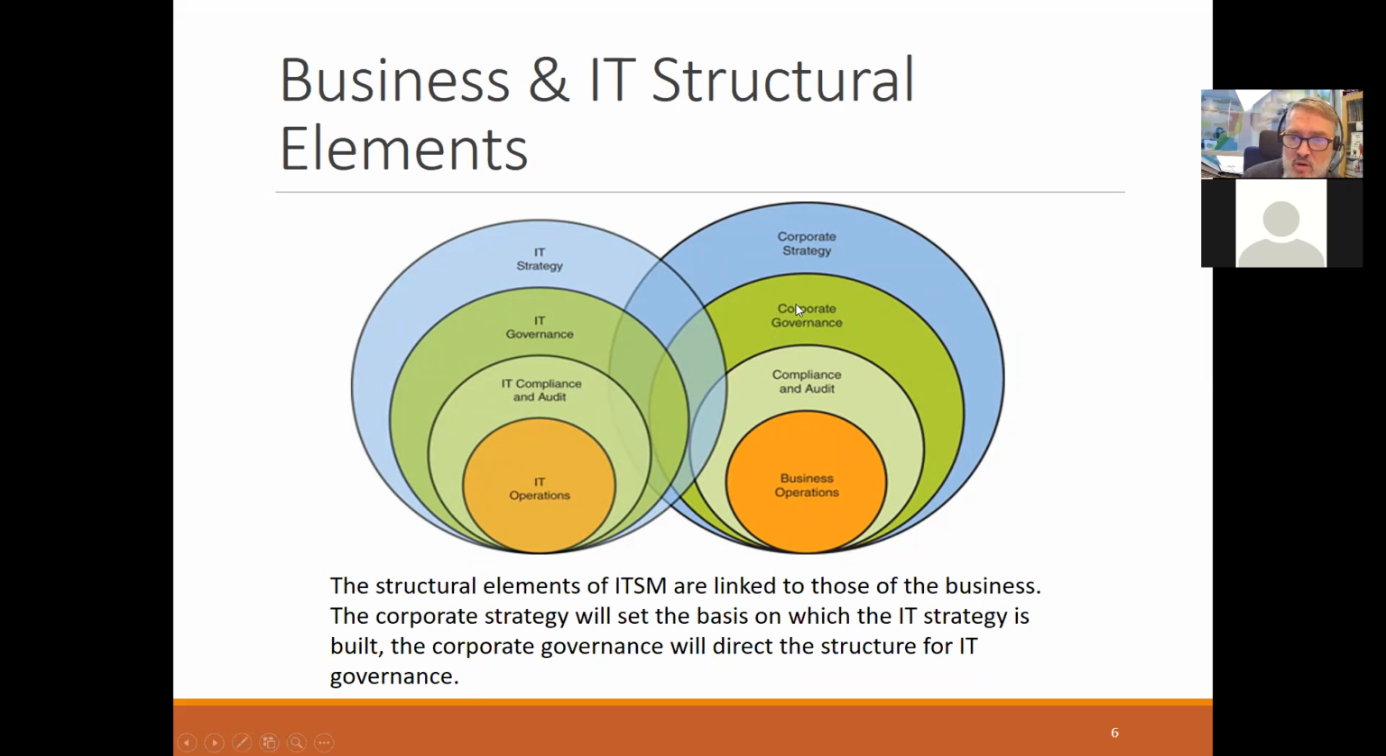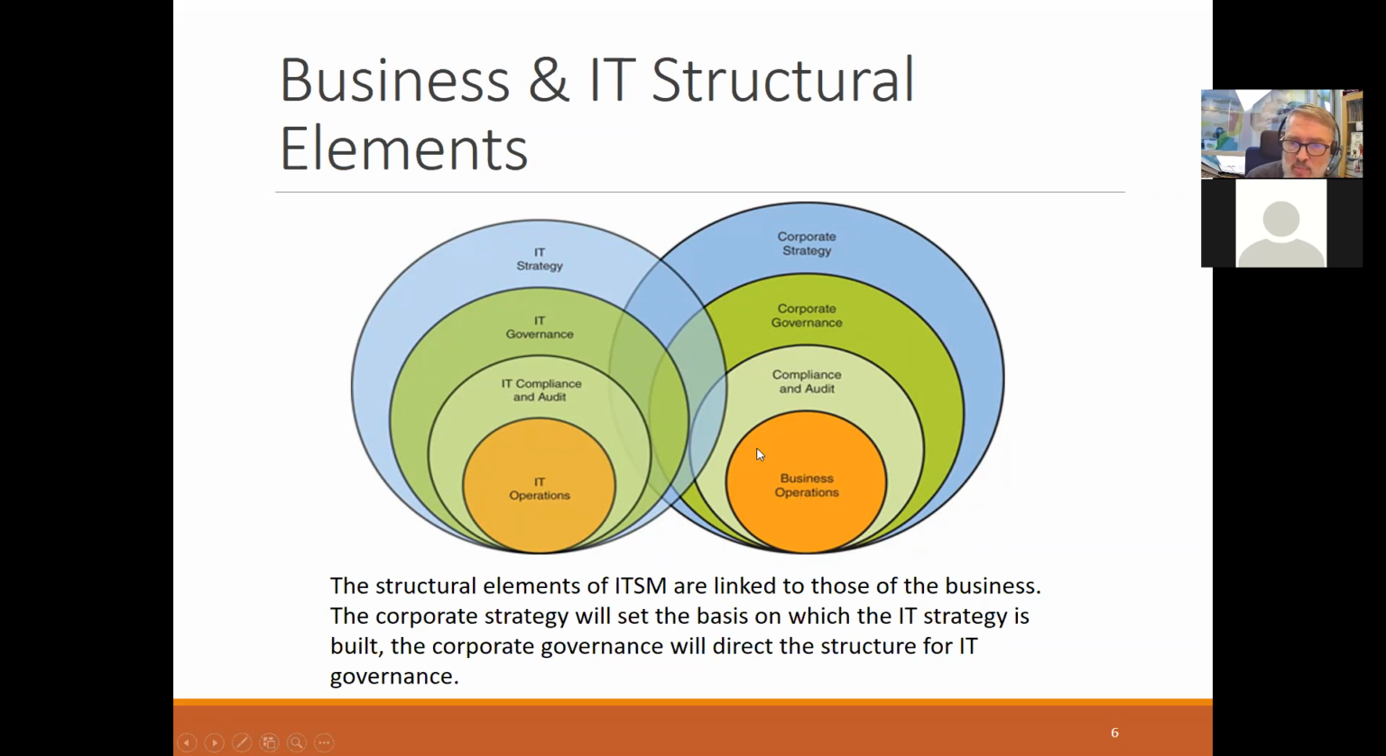Likewise, corporate governance. Do you notice that the corporate governance circle is inside the corporate strategy circle? So this is kind of like Venn diagrams. I don't know if you're familiar with that, but it's a good way of representing scope of things within each other. So what that means is that everything in corporate governance is part of corporate strategy, but corporate strategy is more than just corporate governance. And likewise, everything in compliance and audit is within corporate governance, but corporate governance is more than compliance and audit.